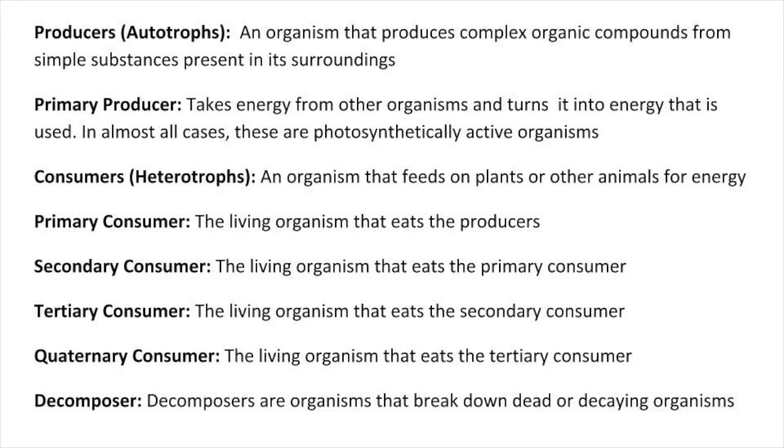compounds. Additionally, we have consumers, also known as heterotrophs. These are organisms that feed on plants or other animals in order to gain energy. There are primary, secondary, tertiary, and quaternary consumers. The primary consumer feeds on the producer, the secondary consumer feeds on the primary consumer, the tertiary consumer feeds on the secondary consumer, and the quaternary consumer will eat the tertiary consumer.